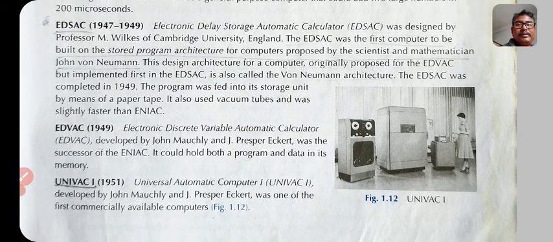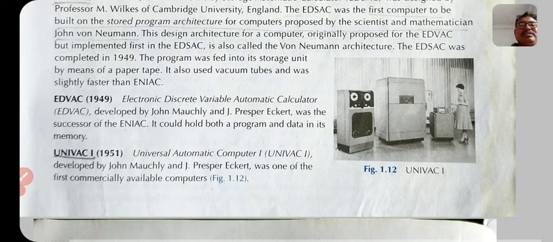EDSAC was also completed in the year 1949, and it was mainly designed for EDVAC, but implemented on EDSAC. Later in the same year, 1949, EDVAC was introduced. Electronic Discrete Variable Automatic Calculator, EDVAC, was developed by John Mauchly and J. Presper Eckert, the same people who developed the ENIAC, and it was its successor.